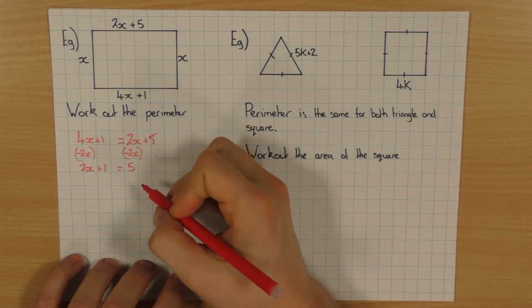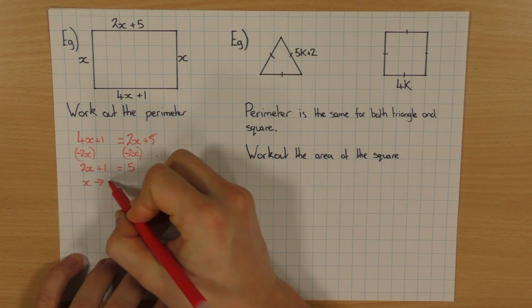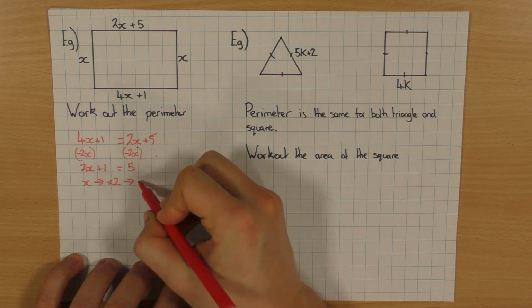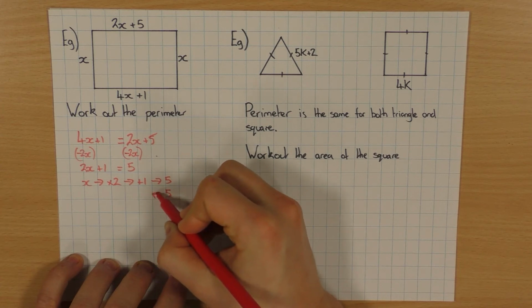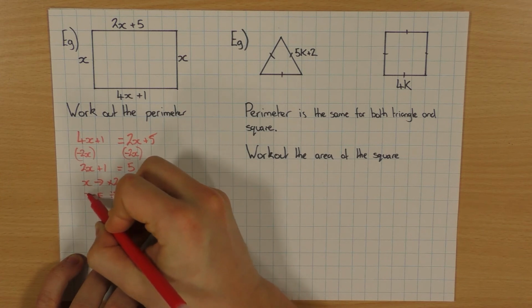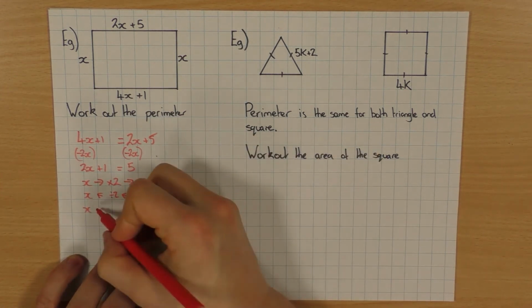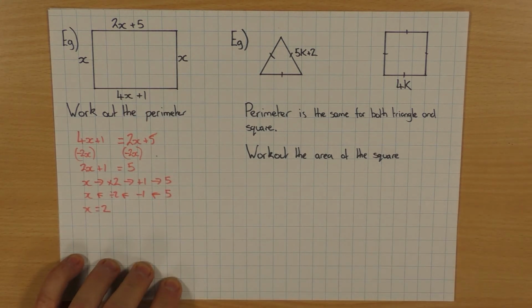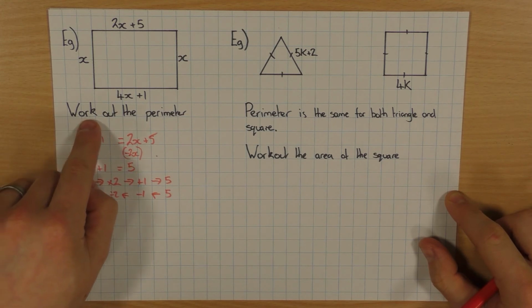And again, you can carry on with balance method or you can flowchart it. I'm going to flowchart it. So x times 2 plus 1 gets me 5. Go backwards: take away 1, divided by 2 gets me x. So 5 take away 1 is 4, divided by 2 is 2. So x is 2. And again, don't just stop there, because the question says work out the perimeter.